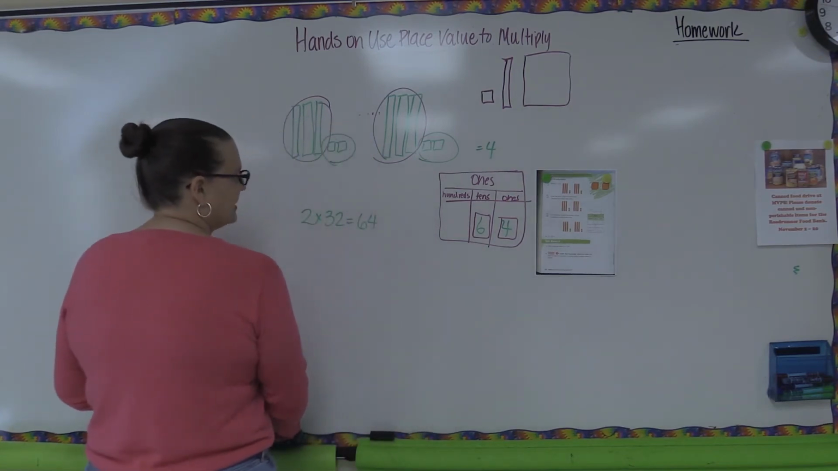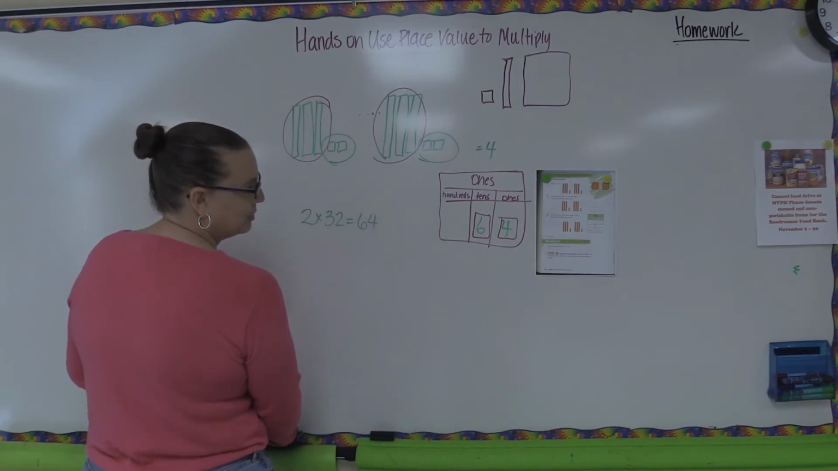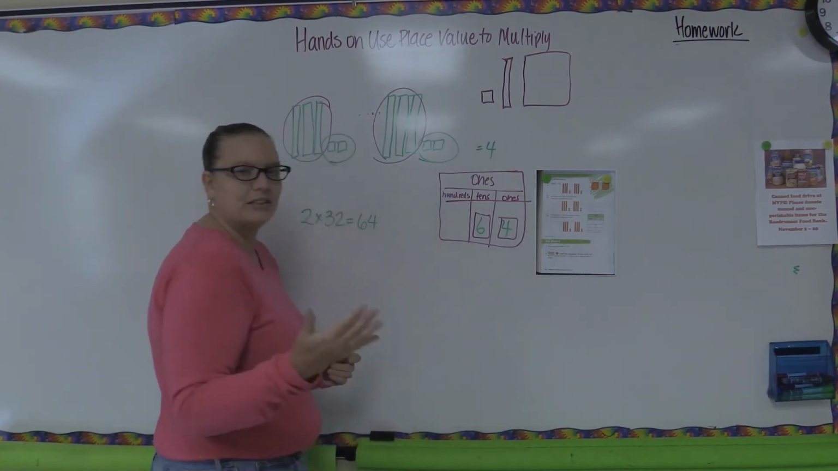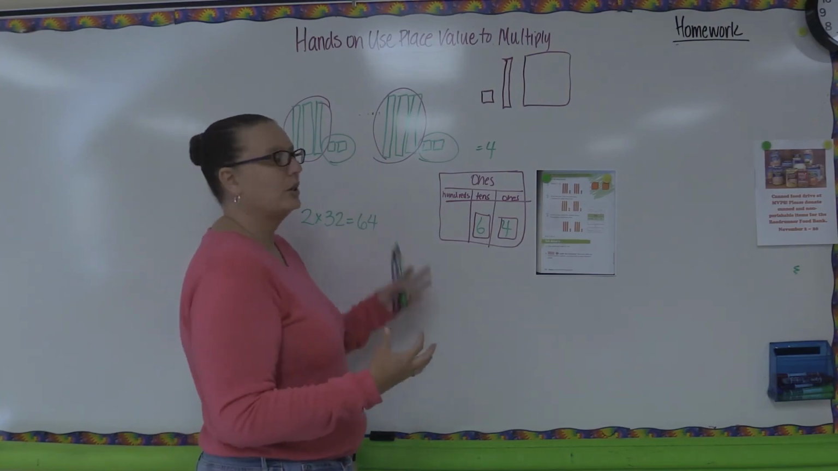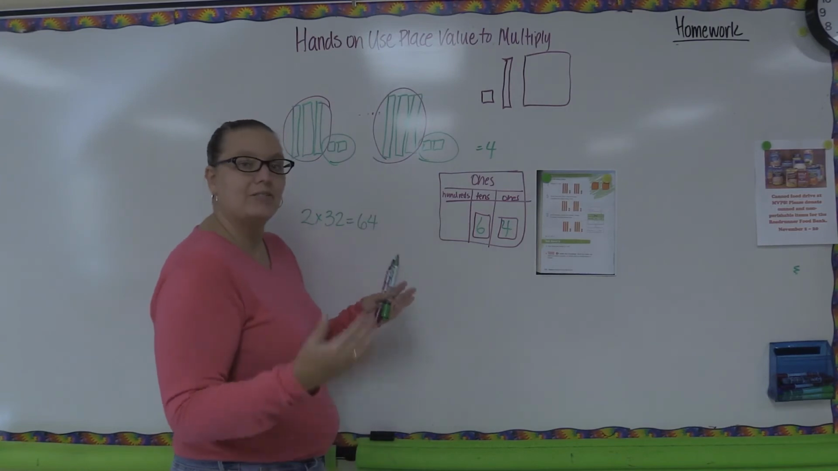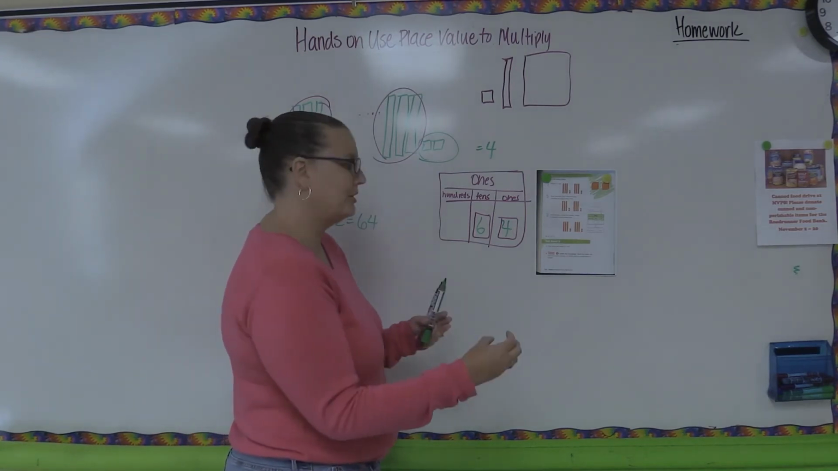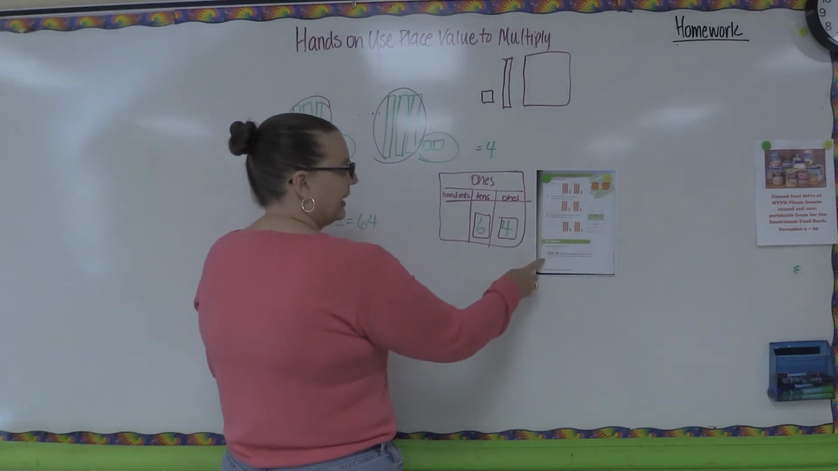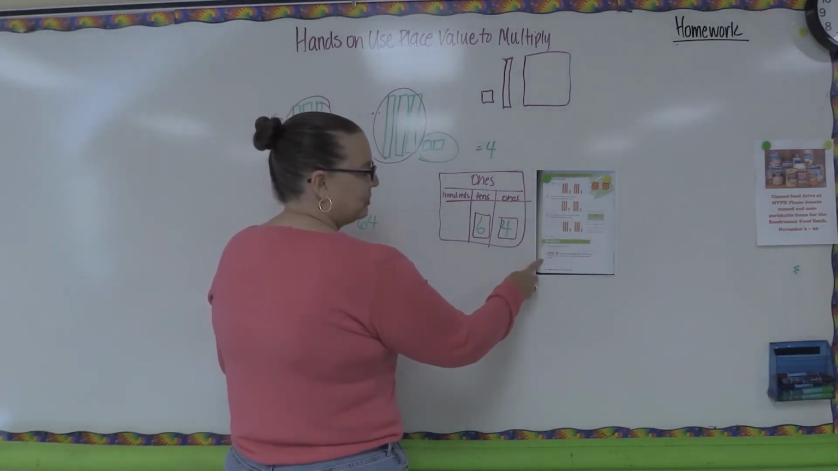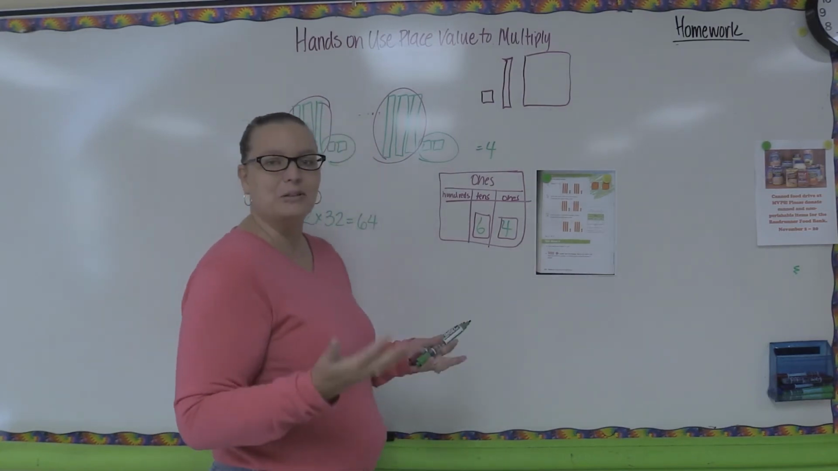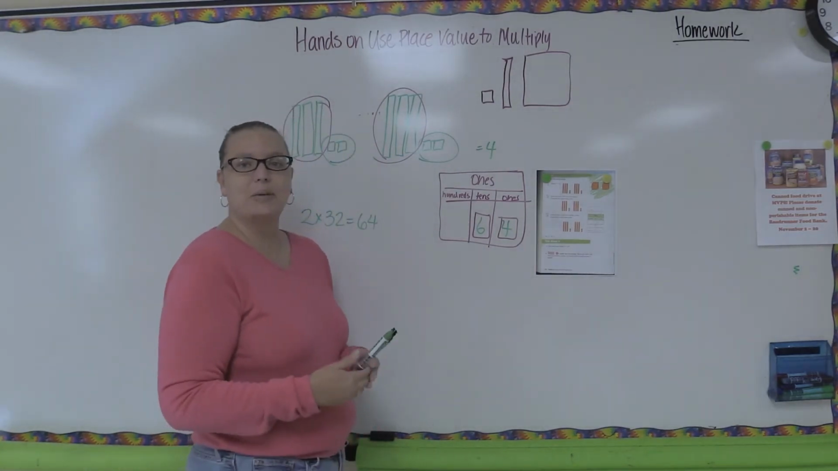Down at the bottom, it has a talk about it, and it asks you how you would model 2 times 22. So basically, they're asking you to write in words what we did here. So what you'd be writing would be something along the lines of, I would draw 2 groups of 22 and then add them together. At the bottom, it asks you if you would rather use base 10 blocks, counters, or mental math for activity number 1, and that's up to you.